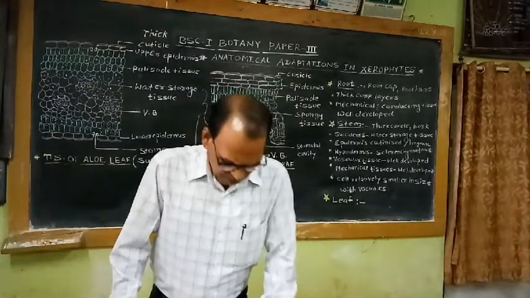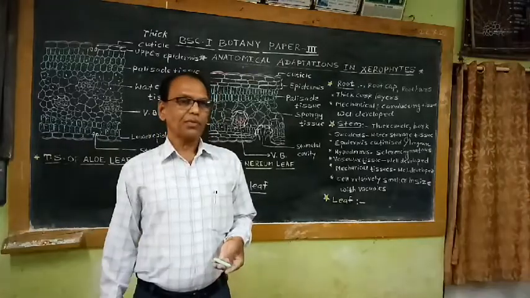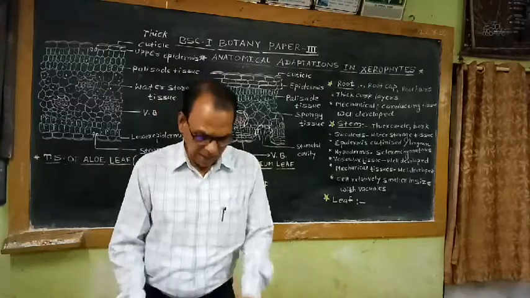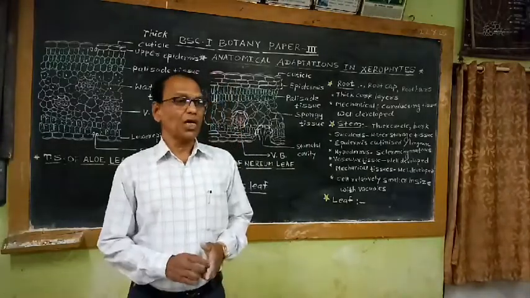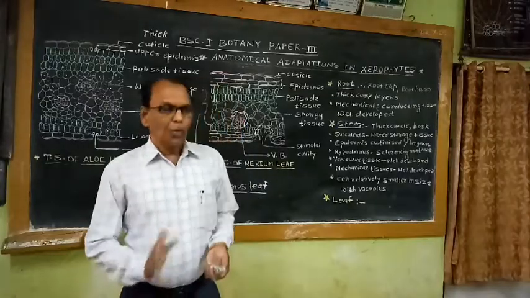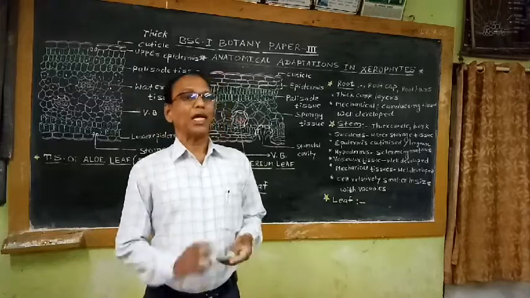Then respiration occurs during night time. In some xerophytic plants, respiration occurs during night time and the respiratory quotient is less than 1, and the photosynthetic product in some xerophytic plants is organic acids.